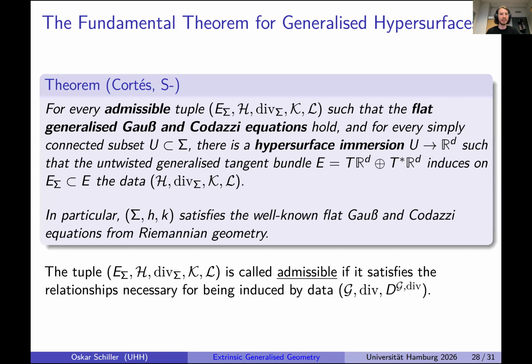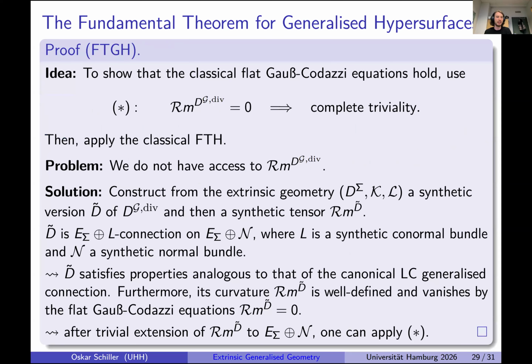Okay, and then I can also give you an idea of how we achieve this proof. So essentially, the idea is that we know the result has to be true, because we have this trivialization result: if the generalized Riemann tensor for the preferred connection vanishes, then you have complete triviality. You get flat space and everything.